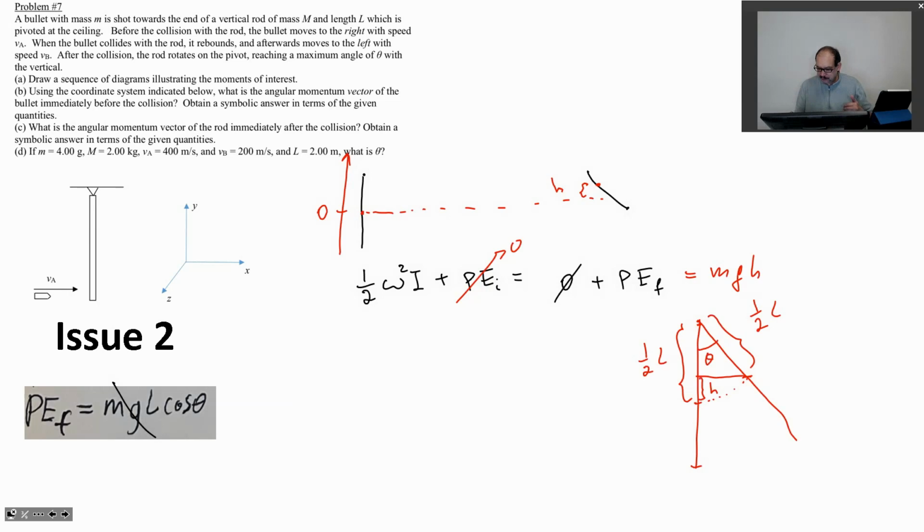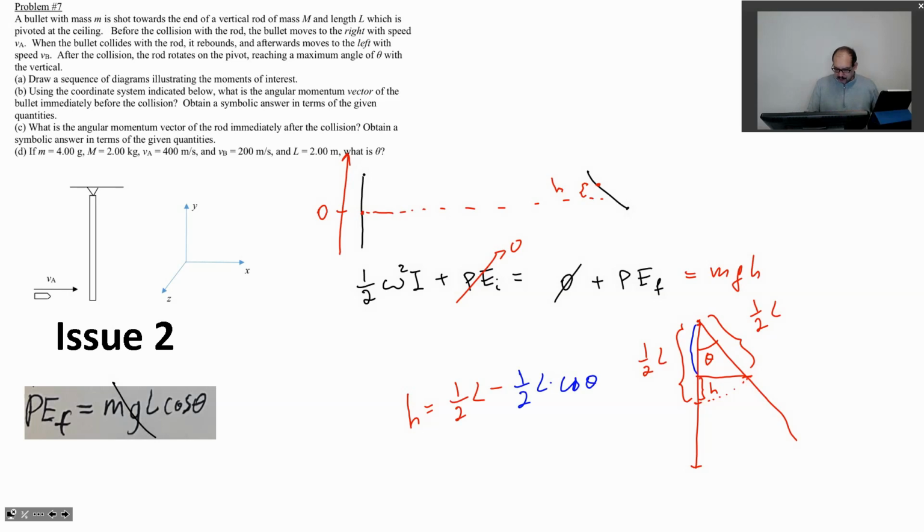This is the angle. And clearly, to calculate the height, you need to do subtraction. 1/2 of the length minus, well, this part, and this will be equal to 1/2 of the length times cosine of theta.